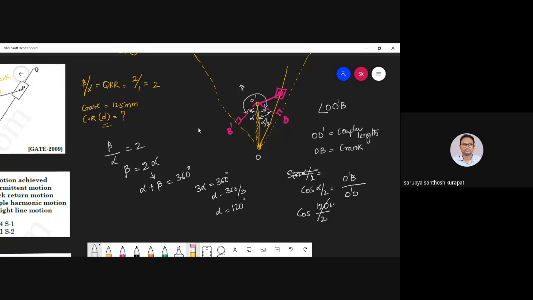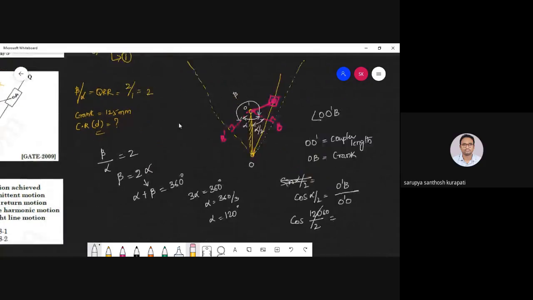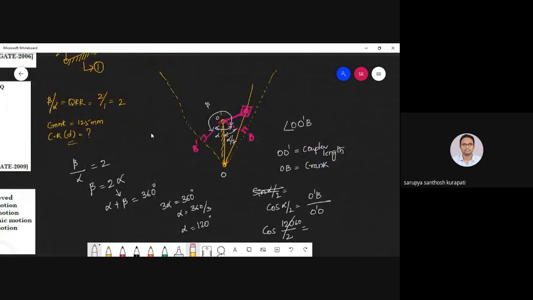So it becomes 60 is equal to, what is O dash B? O dash B is the crank. What is the length of the crank he gave? Crank length is 125 mm, he gave it in the question. We don't know the coupler length, so I'm just substituting D because he gave D.